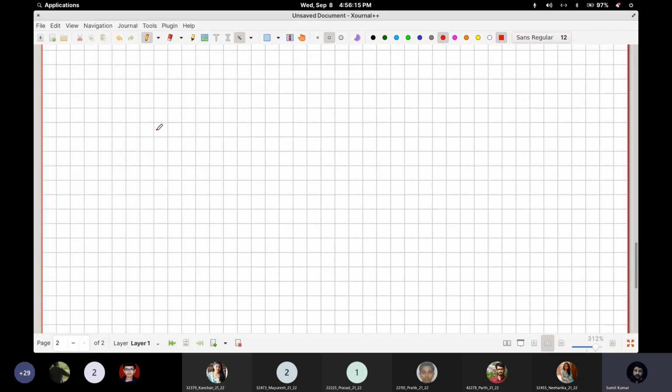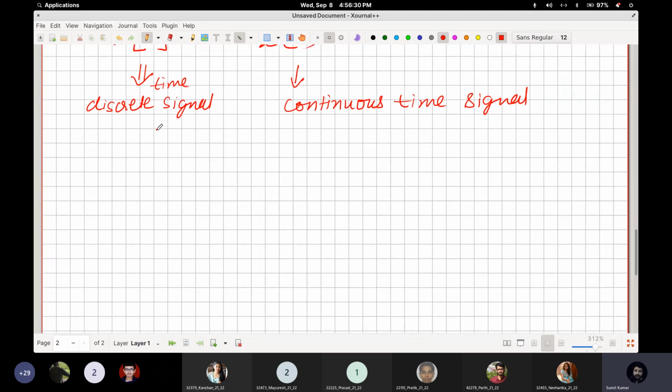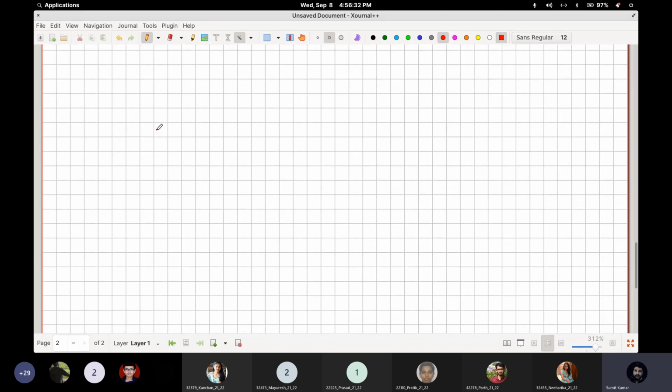Now, a signal kind of acts like a messenger. It takes your information from one point to another point. So in that sense, it kind of acts like a vessel. And if you have a vessel, you would like to measure its size. So there is something called size of the signal. So let me just describe that.